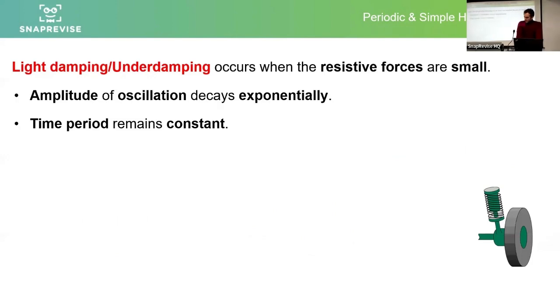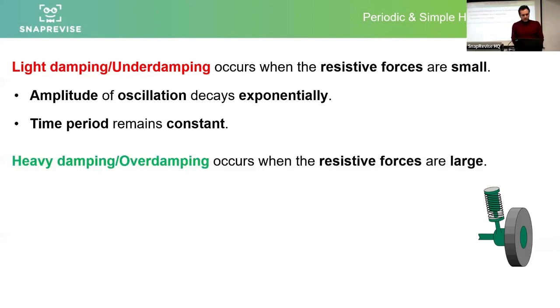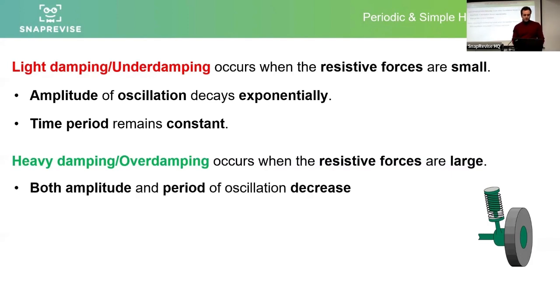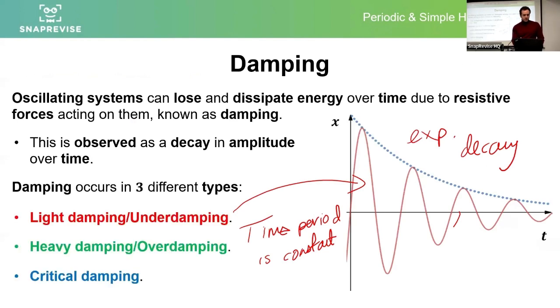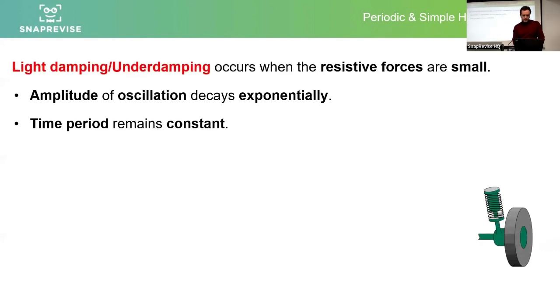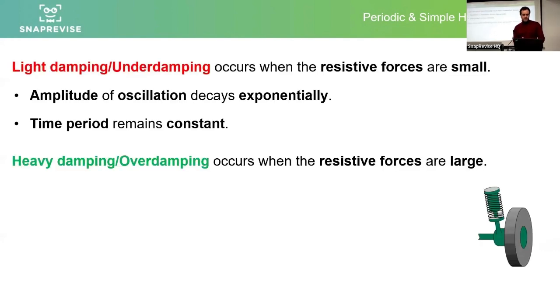Okay, so light damping is when the resistive forces are small. The time period remains constant. Sorry, I just want to correct myself. I said the time period is constant. Time period is constant for the case of light damping or under damping, as this slide will clarify. So characteristics of light damping are the amplitude decays exponentially, and the time period remains constant.